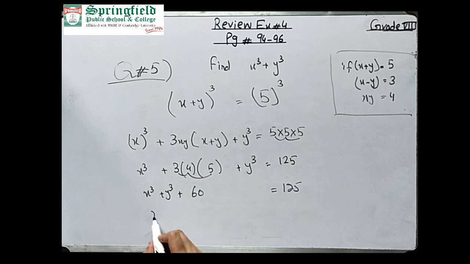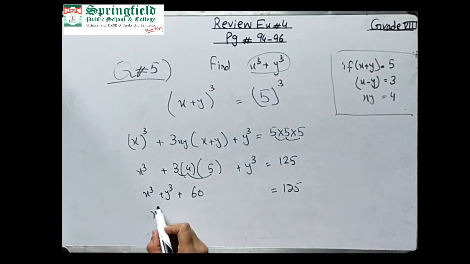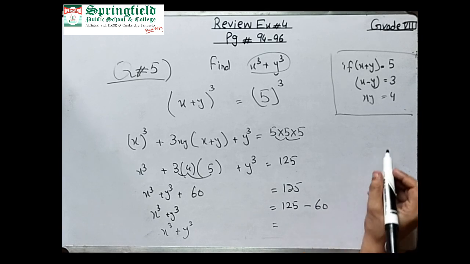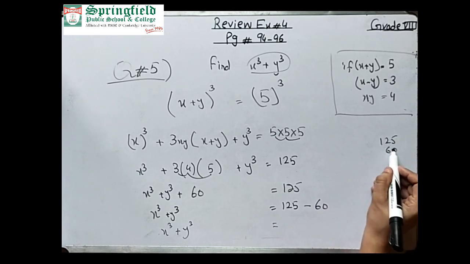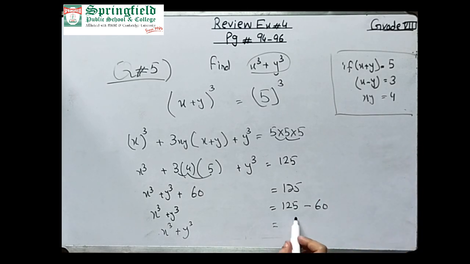125. Leave the x cube plus y cube because they are asking about x cube plus y cube. So 125 minus 60, it will become minus. So x cube plus y cube is equal to 125 minus 60. 5 minus 0, 5. 12 minus 6, 6. 65. And this is your final answer.